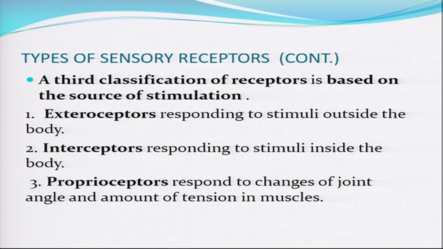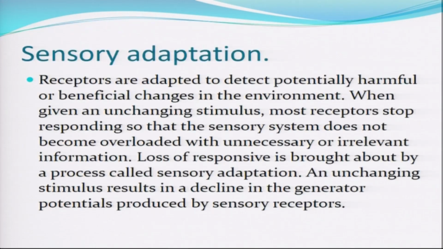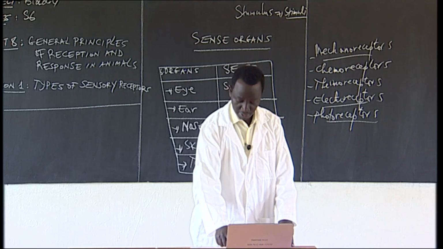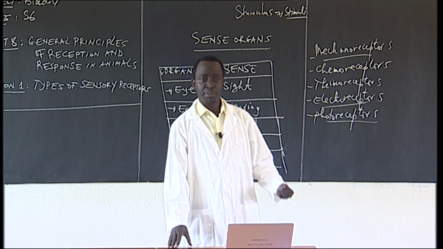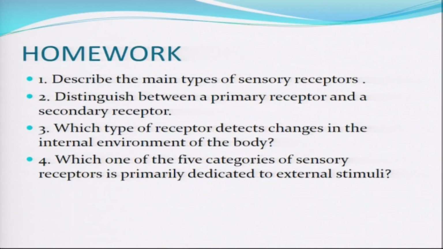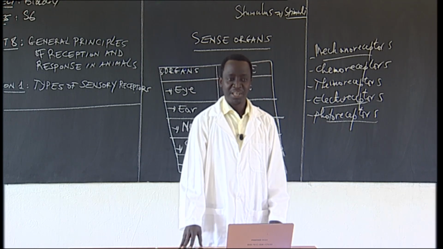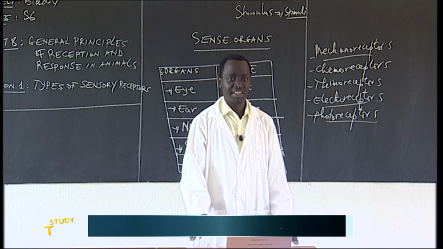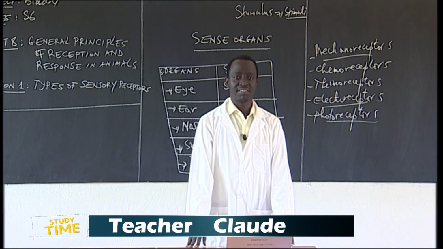Make sure you continue revising. Now, you have this homework. You should be able to describe the main types of sensory receptors, which you have seen. Distinguish primary receptors and secondary receptors. Which types of receptor detect changes in the internal environment? And mention which of the categories of sensory receptors is primarily dedicated to external stimuli. So make sure you do this homework and continue to research sensory receptors.